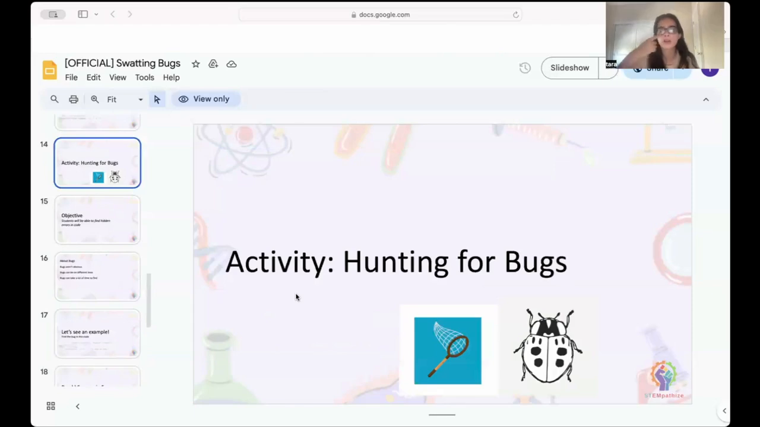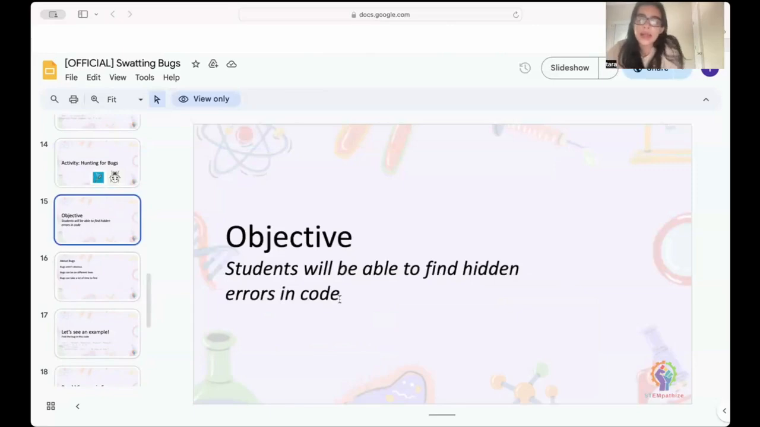These are going to be a bit harder. Take as much time as you want. The objective is that we're going to be able to find hidden errors in code. It's kind of like a puzzle, so hopefully this is going to be fun for us both.